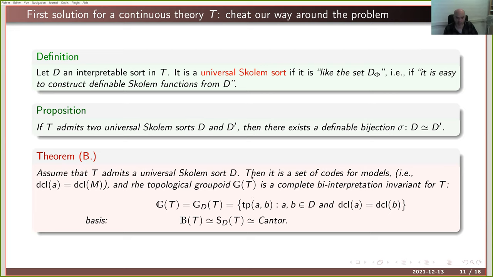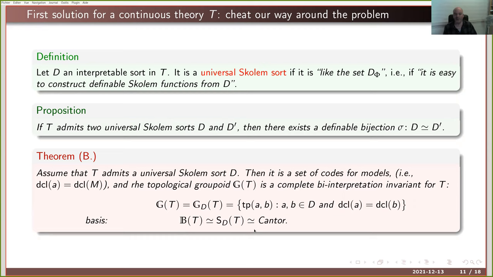So again, assume such a sort D exists. Take all types of pairs AB that code the same model, with the induced topology from the type space. That's going to give you an open Polish topological groupoid, and it's going to be a complete bi-interpretation invariant for T. And just as happened in classical logic, the space of types in D is a Cantor set. Okay, and that already looks suspicious. I mean, you don't expect to find Cantor sets in continuous logic, or do you? At the very least, it sounds restrictive.